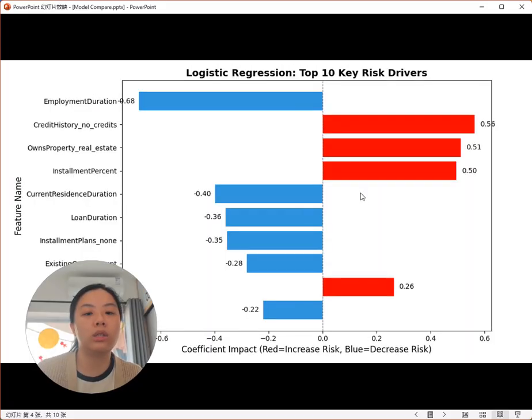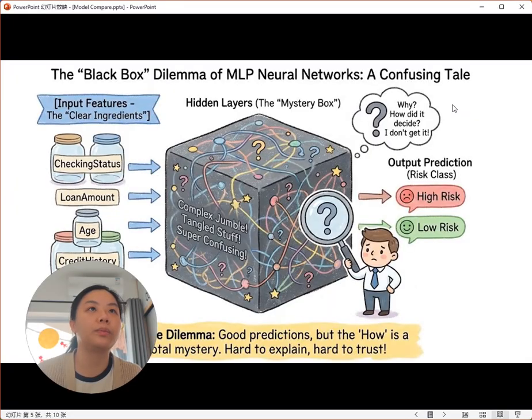Next part is interpretability. Well, for logistic regression, I can catch the top 10 key risk drivers, the key features of it. And you can see in the bar chart, red features mean they can increase the risk, and the blue ones mean they can decrease the risk. It's very direct and transparent.